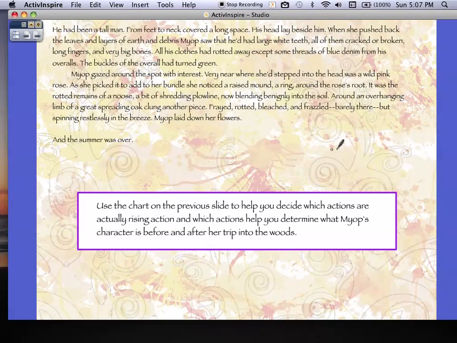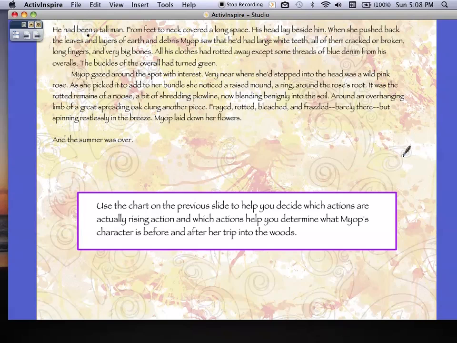He had been a tall man. Had been. A tall man, from feet to neck, covered a long space. His head lay beside him. When she pushed back the leaves and layers of earth and debris, Myop saw that he'd had large white teeth, all of them cracked or broken, long fingers, and very big bones. All of his clothes had rotted away, except some threads of blue denim from his coveralls. The buckles of the overalls had turned green. Myop gazed around the spot with interest.